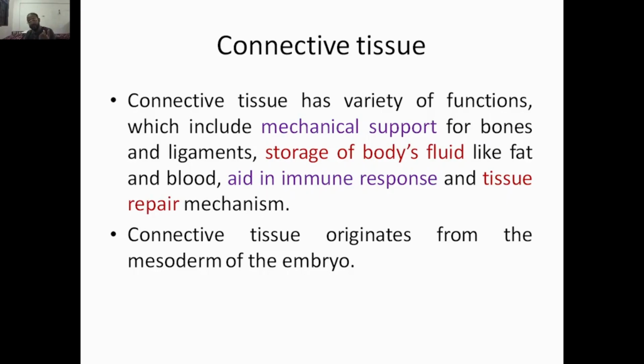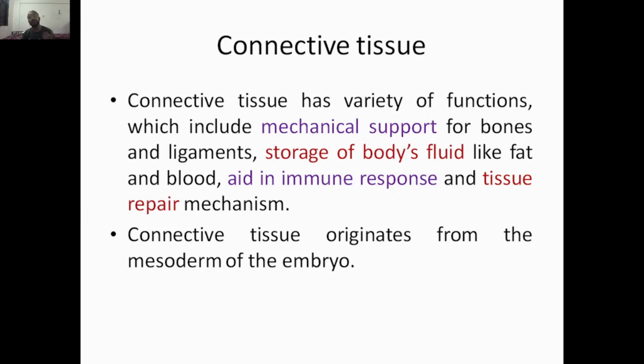So connective tissue is simple. You can say, a simple example: from bone to the muscle, what is the connection? That itself is given by the connective tissue. Understanding? Even for the storage of body's fluid like fat and blood, there also connective tissue is required. Next, aid to the immune response. Whenever the immune system is responding, the connective tissue will be helpful. And then tissue repair mechanisms. This connective tissue is also mandatory, as it facilitates the tissue repair mechanism.